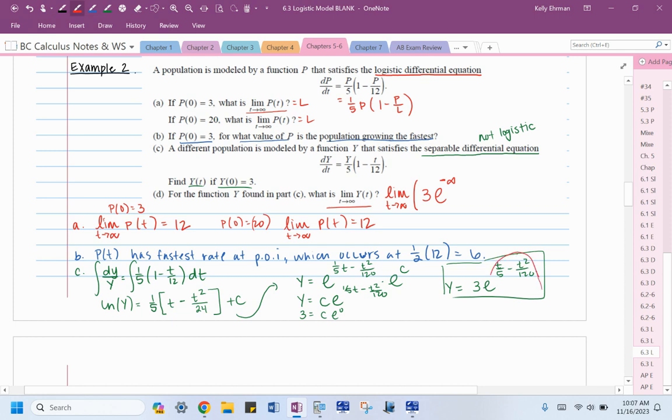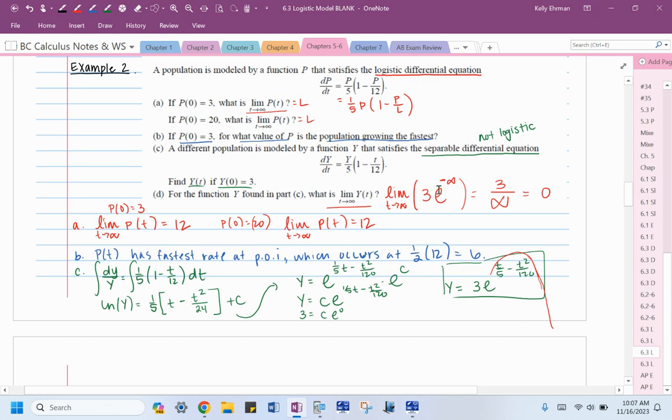So these exponents are just going to get more and more negative. 3 times e to the negative infinity is the same as having 3 over some huge number. So that limit is 0.